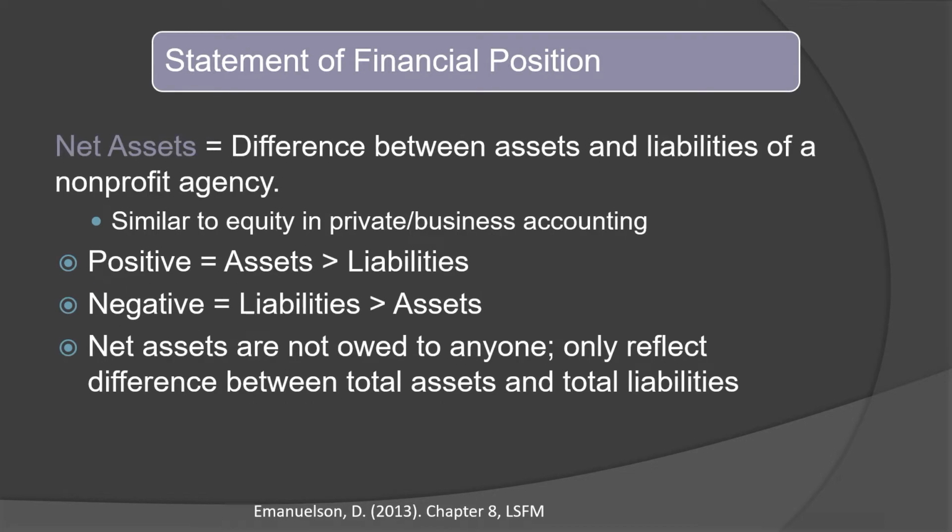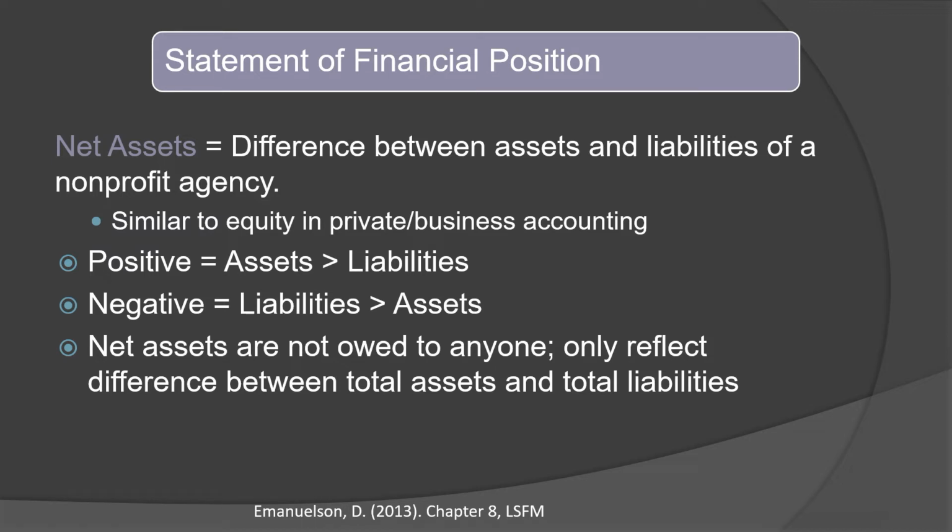So again, net assets is simply the difference between assets and liabilities of a nonprofit. If it's a positive number, it means that the assets are greater than the liabilities. In contrast, if your liabilities are greater than your assets, you'll have negative net assets. Net assets, by the way, aren't owed to anyone. They only reflect the difference between total assets and total liabilities.